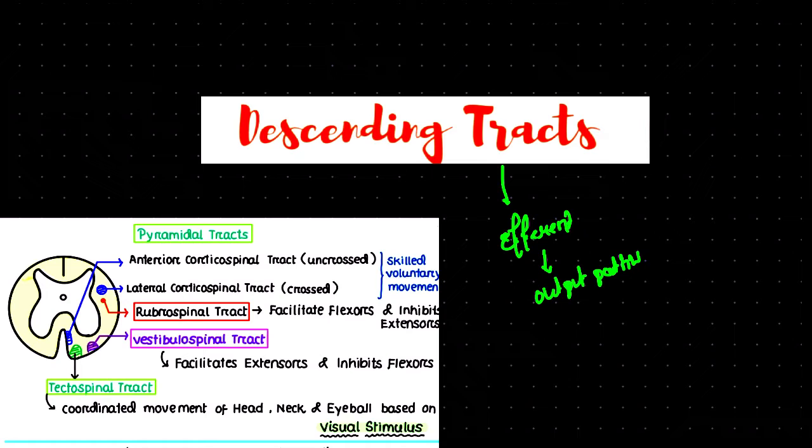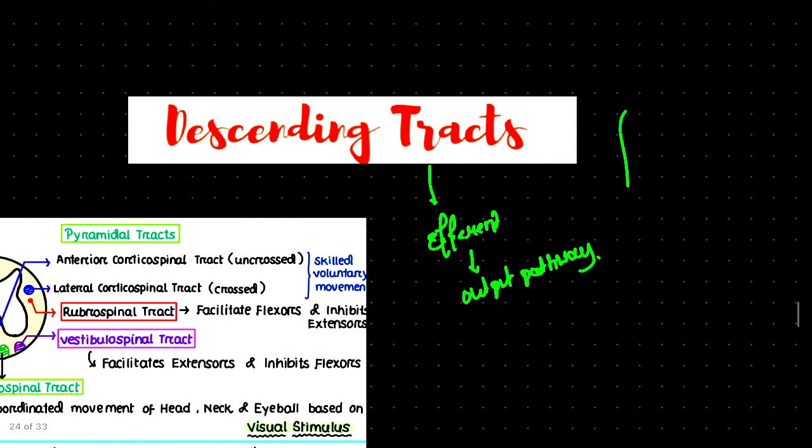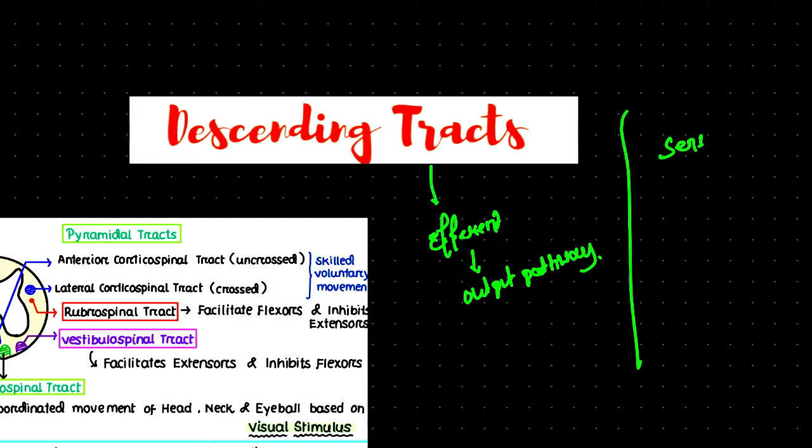Now why are these called the output pathway? Let's correlate with our sensory. Sensory was our afferent pathway, or we can say the input pathway, or the ascending pathway. Similarly, the descending tract is our efferent output pathway.